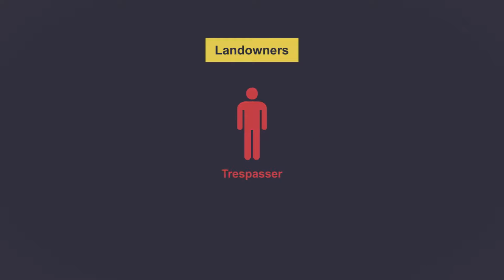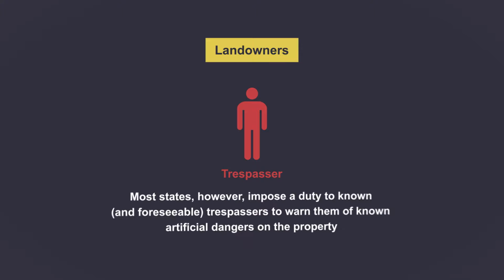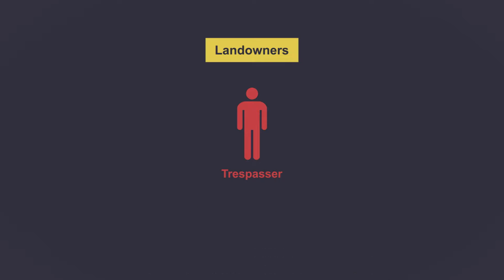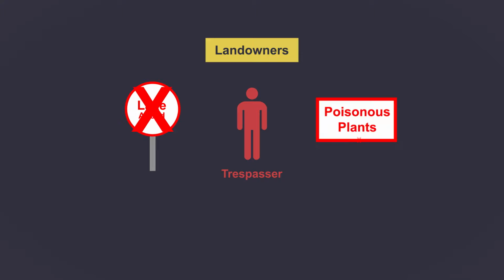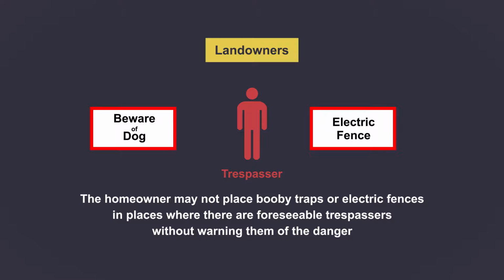A trespasser is someone who enters the land without permission. Trespassers are owed the lowest duty. In fact, virtually no duty is owed to unknown trespassers. Most states, however, impose a duty to known or foreseeable trespassers to warn them of known artificial dangers on the property. So while there's no duty to warn of natural dangers, such as lakes or poisonous plants, the homeowner may not place booby traps or electric fences in places where there are foreseeable trespassers without at least warning them of the danger.